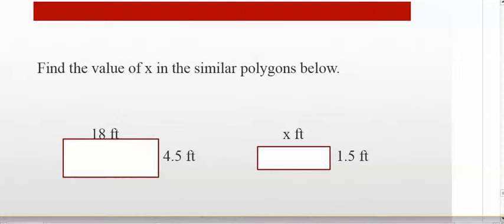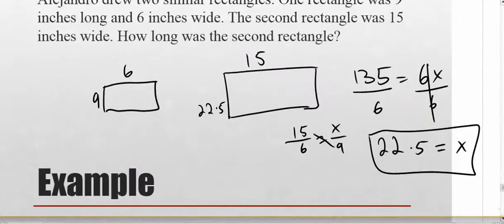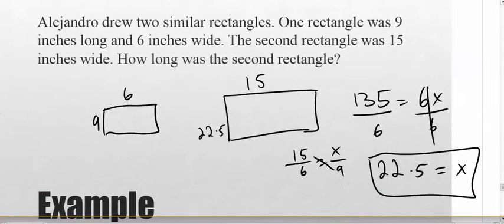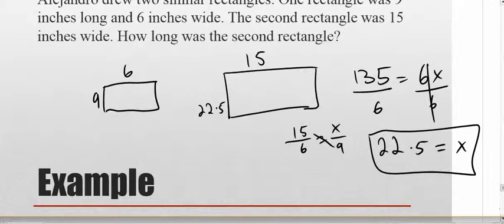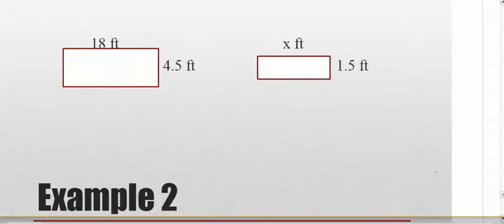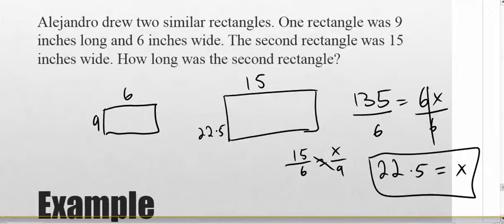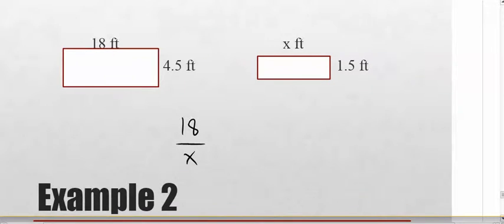Alright, so the next problem is find the value of x in the similar polygons below. So you basically do the same thing as what happened in the top. So we did 15 divided by 6 and x divided by 9. So right here we get 18 divided by x, and if you keep forgetting, then just go back up and see what's up. It kind of rhymed. And then you do 4.5 divided by 1.5.